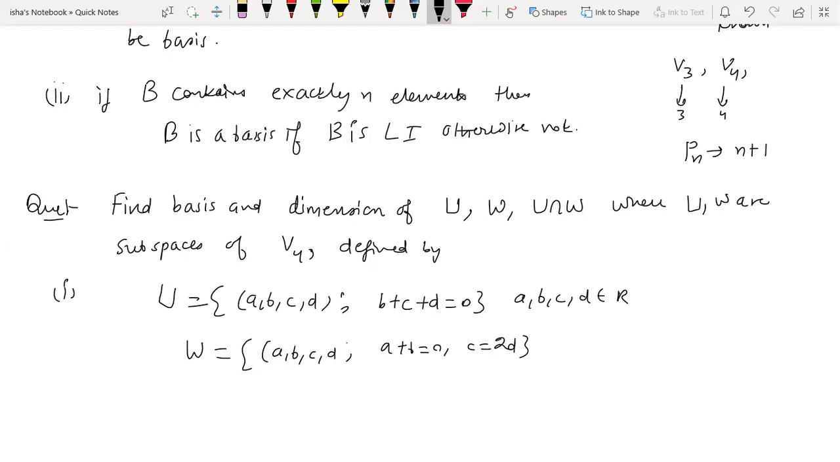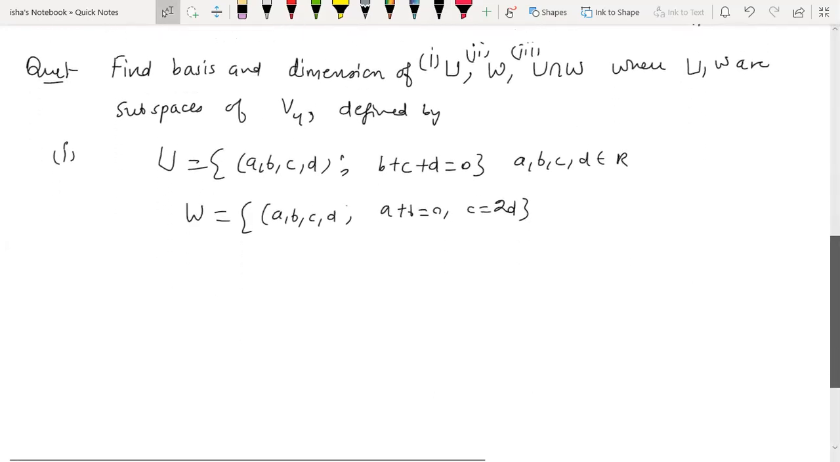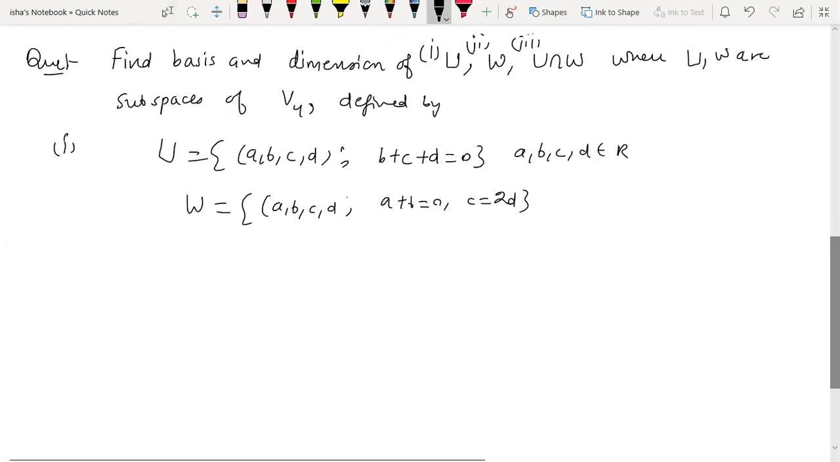So we need to find basis and dimension of U, W, as well as U intersection W. So let's see how to do this particular kind of question. Look at this very carefully. Firstly, we are going to look at U. You see this additional condition is given to you.